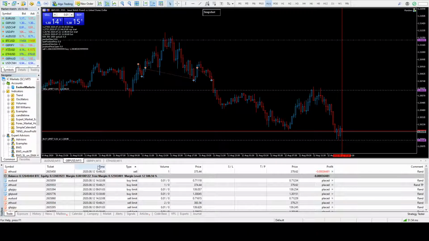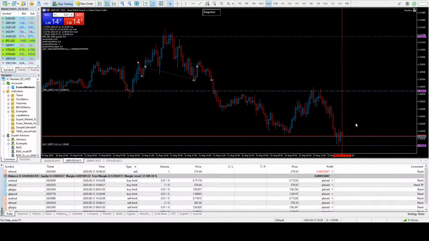Nice. See, this time it didn't activate the trade because of the stupid spread, but the random lines.